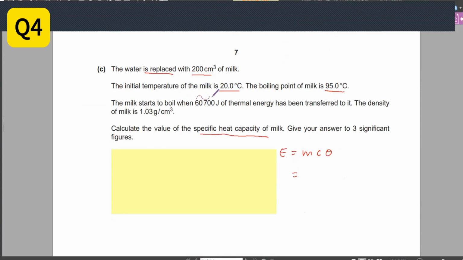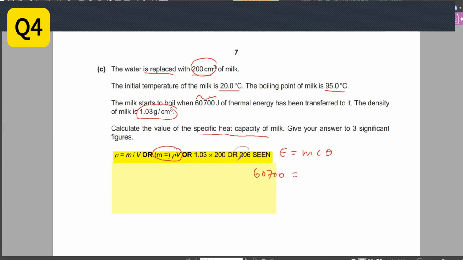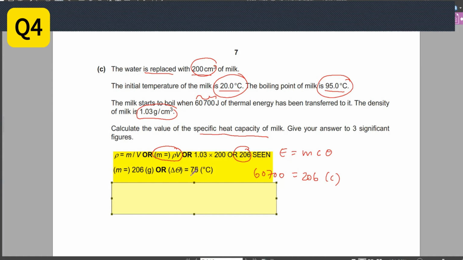We are given the energy, the input energy. How much energy do we have? The mass we don't have, but we have density and volume. So here, what we can do, mass equals density multiplied by volume, so we can work out the mass. So c, we want to calculate the temperature difference, how much the temperature is changing. So here, 95 minus 20, so 75.